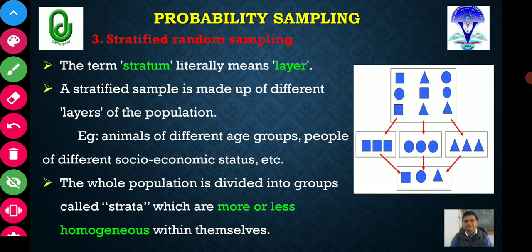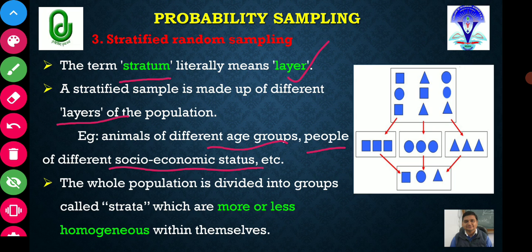Now another method of sampling is stratified random sampling. This is a very common method of sampling which is applied most commonly in our animal science. Here the term stratum means layer. So what we are doing, we are dividing the whole population into different layers. A stratified sample is made up of different layers of the population. For example, animals of different age groups, people of different socio-economic status, etc. So in this way we are layering the population.